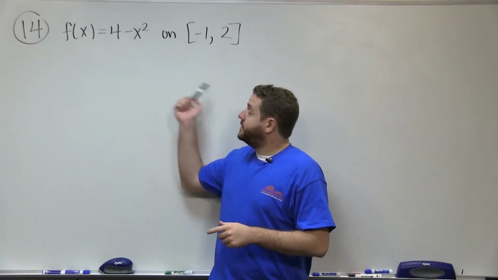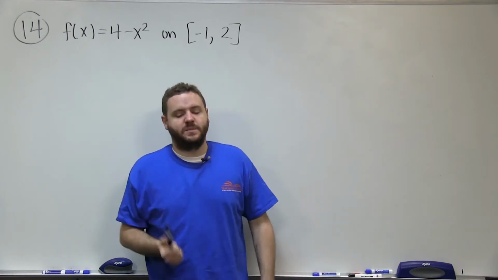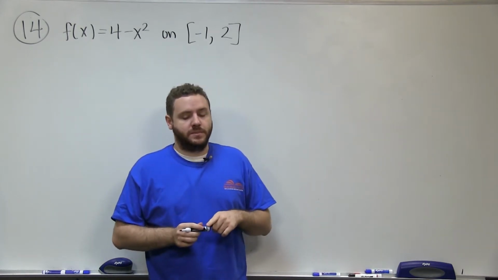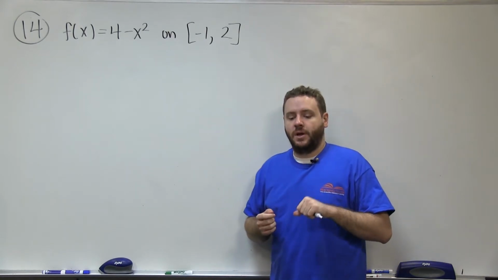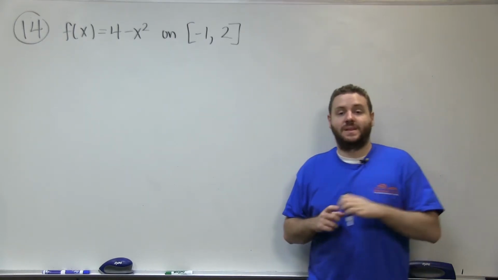Number 14, we have a function and an interval, and we need to find approximations using Riemann sums. So part A asks us to find an approximation of the area under the curve using 6 subintervals and left endpoint.